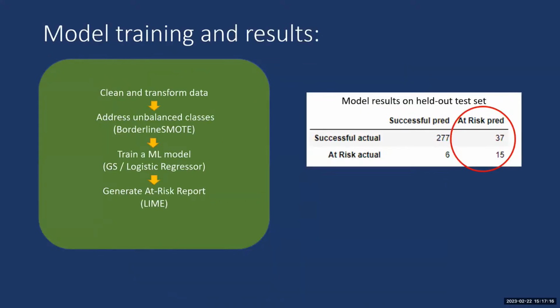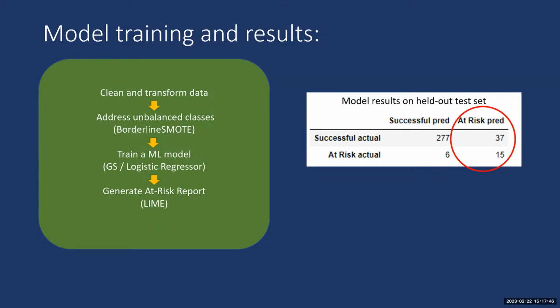After we clean and transform our data, we just saw that we have a lot more successes than not successes. And so we do a little bit of synthetic oversampling to address that, to get our classes more balanced out. And then we train our model. And as you can see here, the results of the prediction that our model makes on a test set that we held out for testing purposes: we have about 15 students that we predict to be at risk that actually did badly.